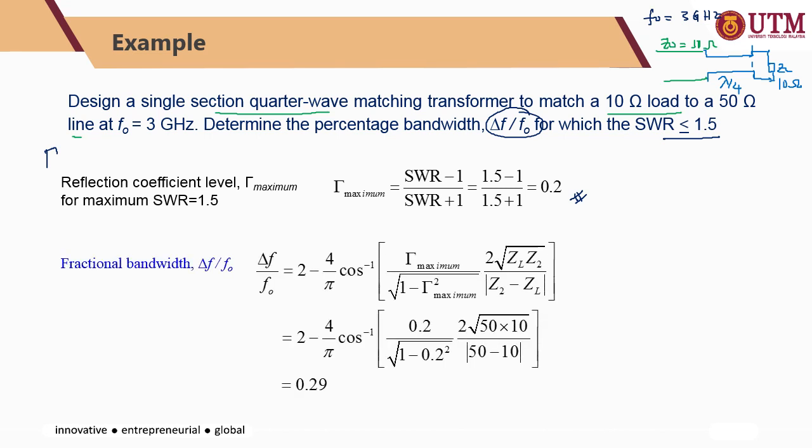Okay, fractional bandwidth is given by this equation. It depends on the maximum reflection coefficient that we calculated earlier. Then Z0 is given as 50 ohm, and Z2 is the load, which is 10. And then with the reflection coefficient, you can get the fractional bandwidth. Since the question asks for percentage, make sure you give it in percentage. So 29% of bandwidth can be provided by this design.